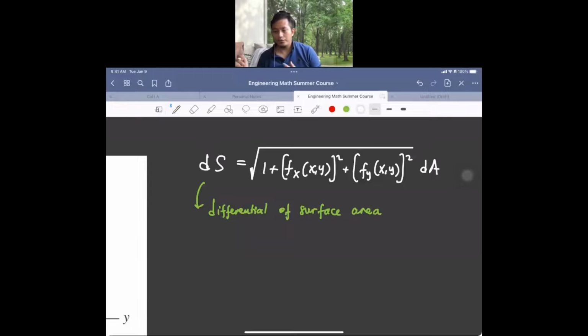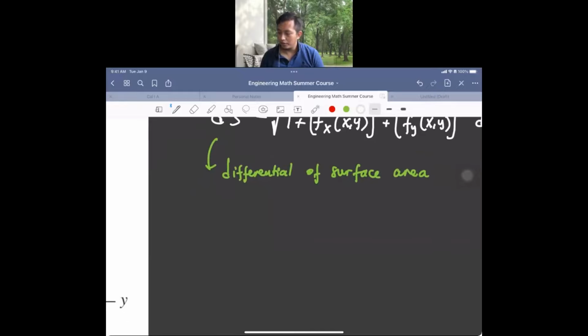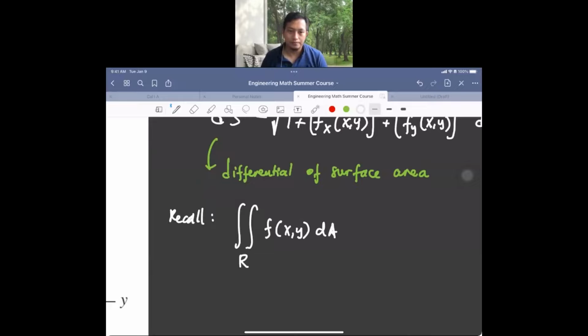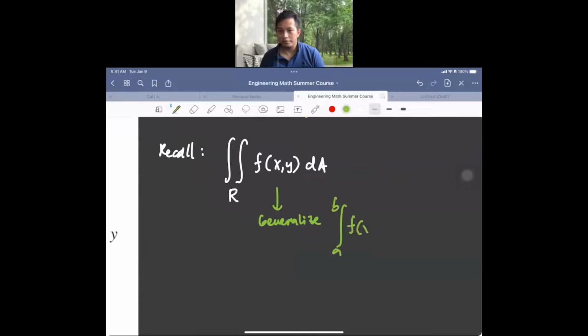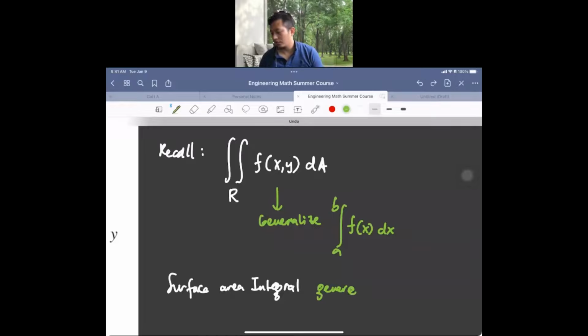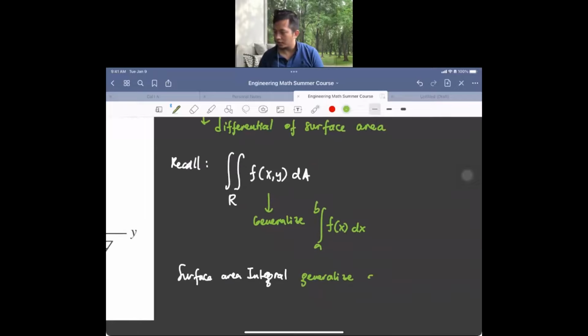And we are going to use this function to further explain this surface integral. Remember, recall the double integral. We have the double integral and dA, right? So this generalizes the single variable integral, and the surface integral will generalize the arc length integral.